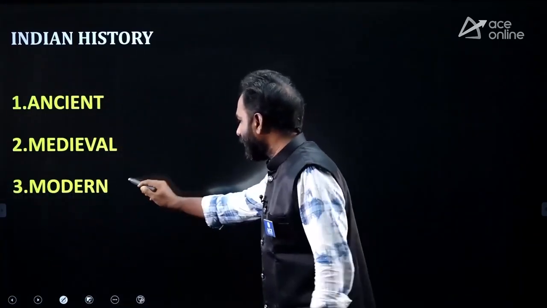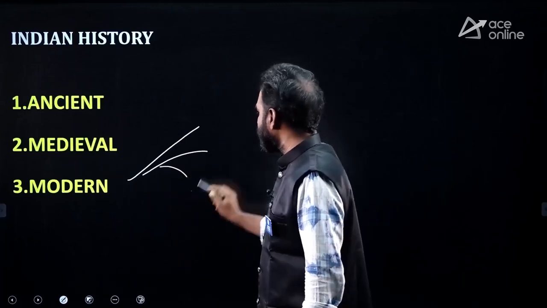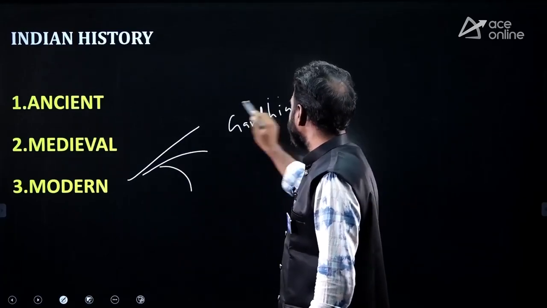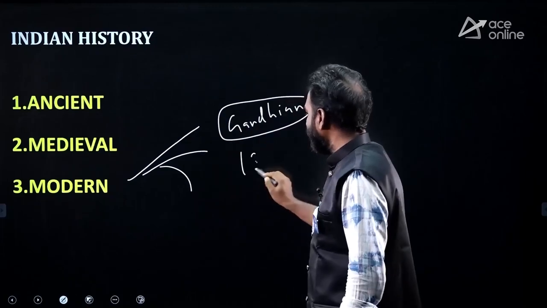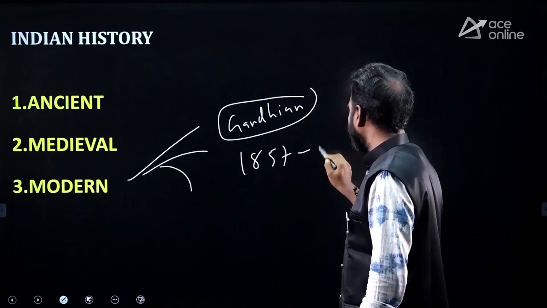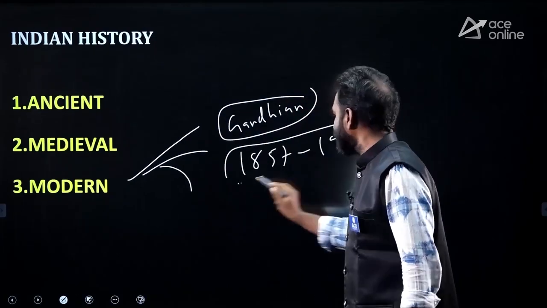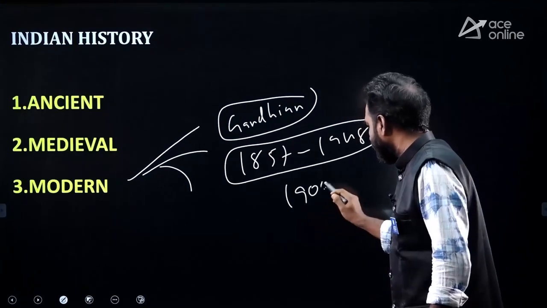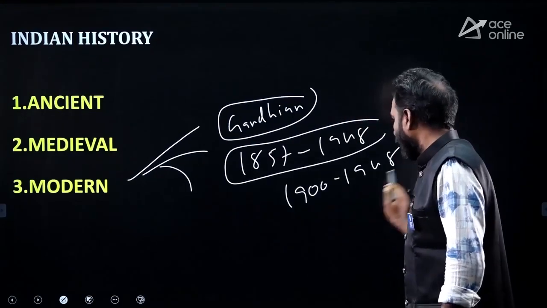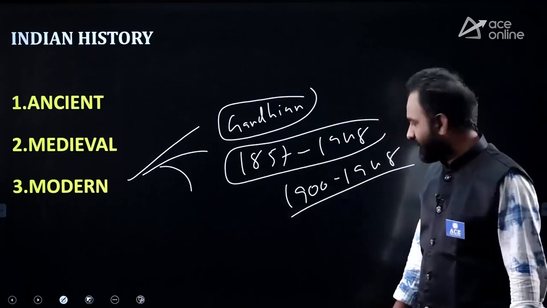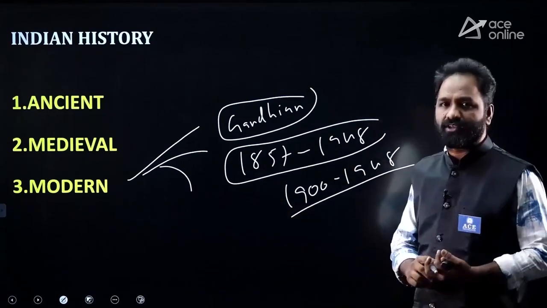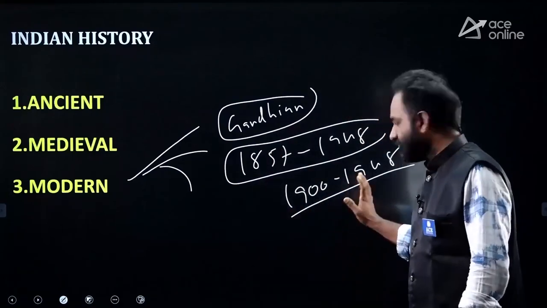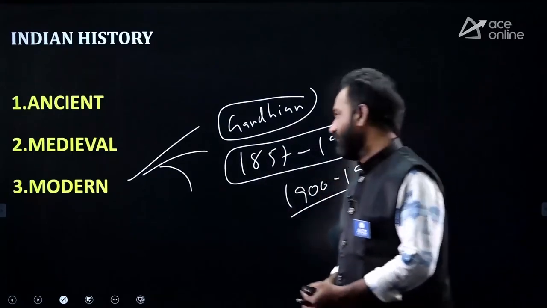Okay, come to modern history, where you have to focus more is the Gandhian phase. Please give more importance to the Gandhian phase. What happened after 1857 to 1948 is very, very important. This period is very crucial, in my opinion too much crucial. Whatever happened 1900 to 1948, for instance if there are 3 questions from modern India, 2 questions come from this period only, 1900 to 1948.